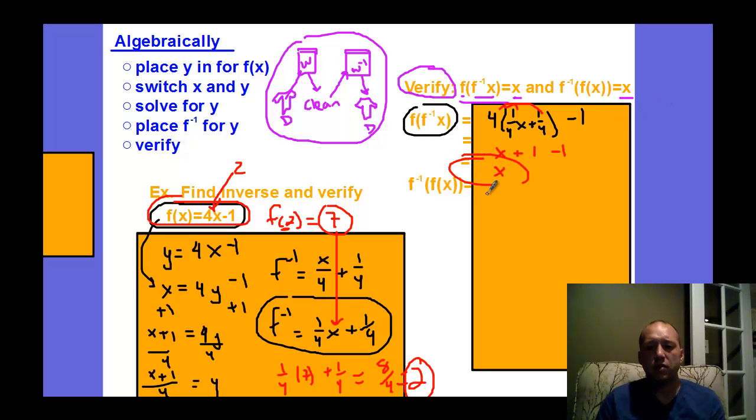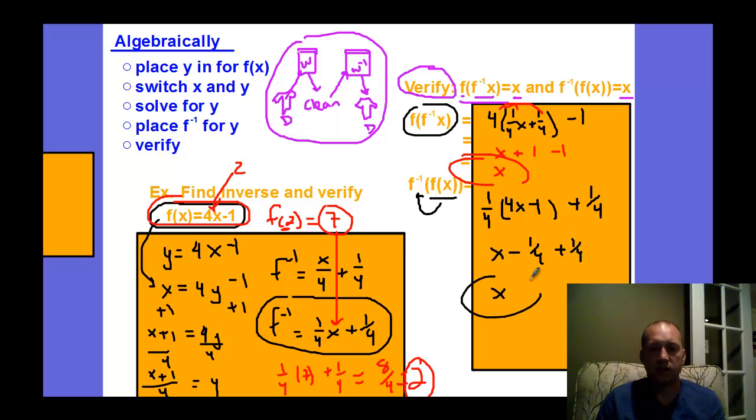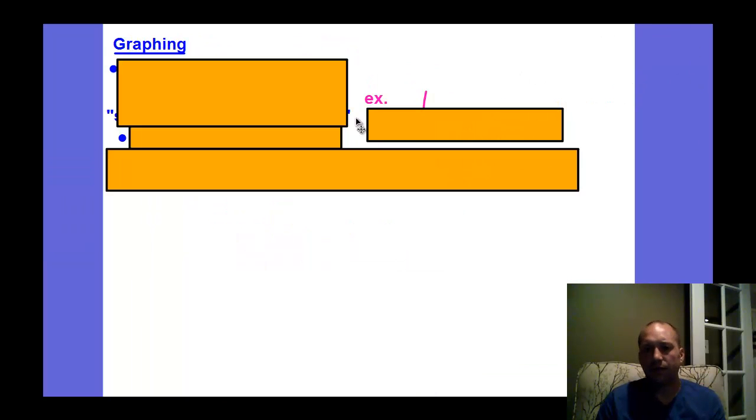So let's show the opposite is also true, where we put f of x into the inverse function. So the inverse function is 1/4 x plus 1/4, and our x value here is the original function, 4x minus 1. We distribute the 1/4, we get x minus 1/4 plus 1/4, which again is just x. So we're showing that they both are equal to x, which is what we do for verifying that two things are inverses. We can also do this graphically.